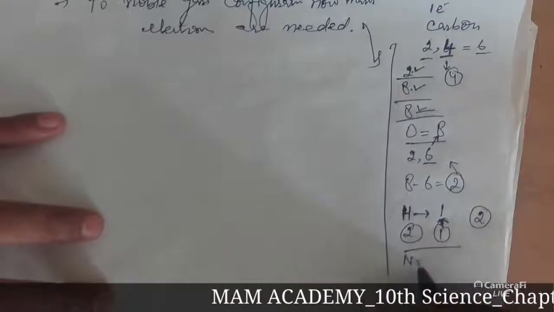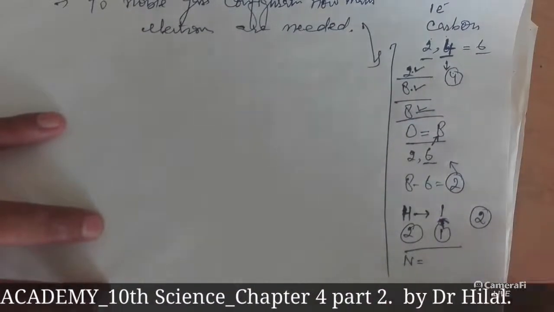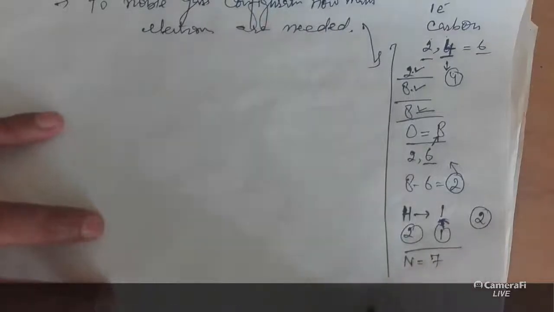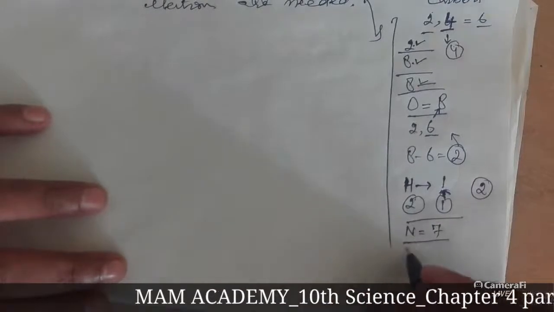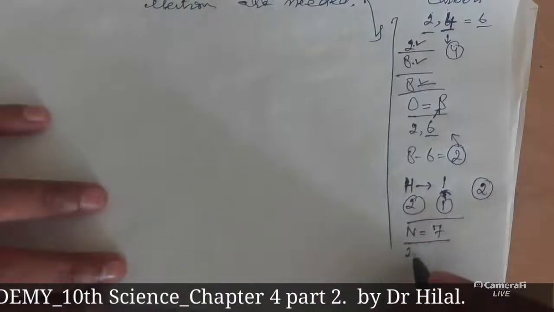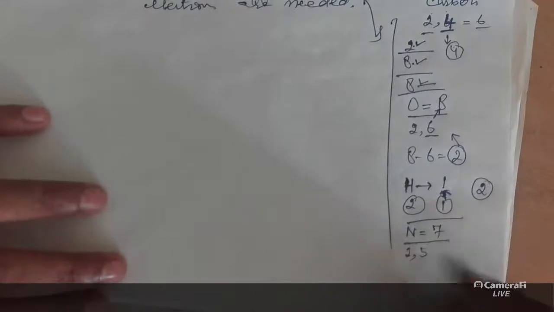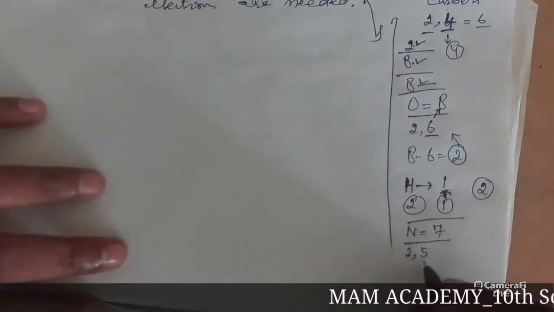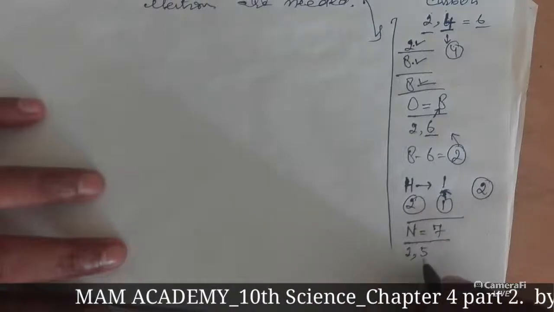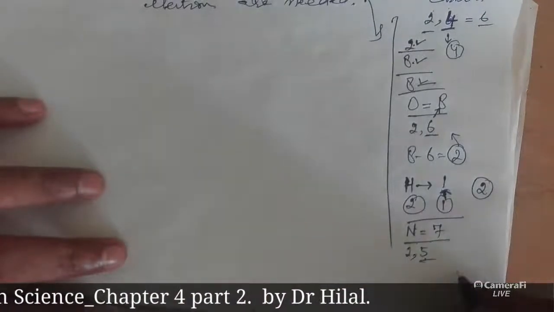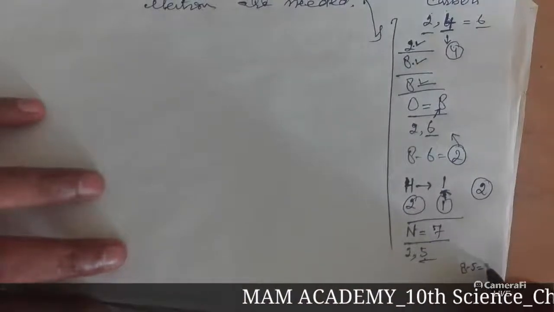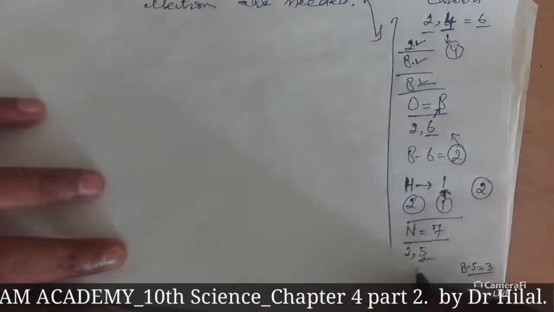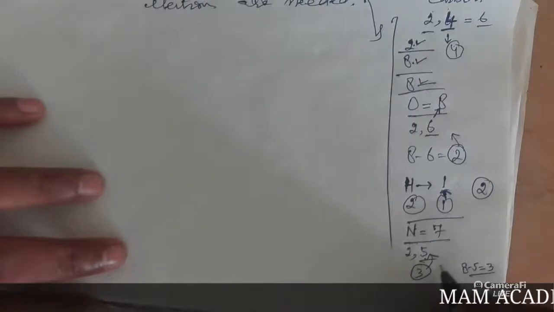Then nitrogen. Nitrogen has atomic number 7. Let us make the electronic configuration: the first shell will be 2, then the second shell will be 7 minus 2, which is 5. To attain the noble gas configuration for nitrogen, how many electrons are needed? The total should be 8, so 8 minus 5 equals 3. Very good. So we need 3 electrons for nitrogen to attain the noble gas configuration.